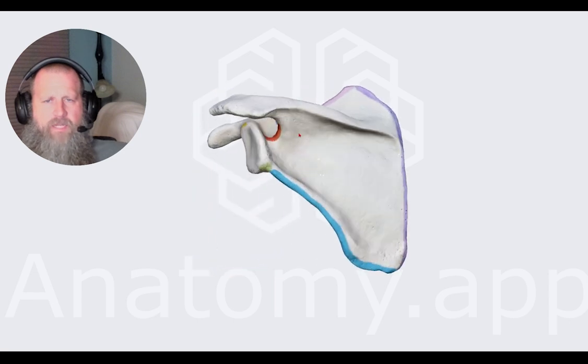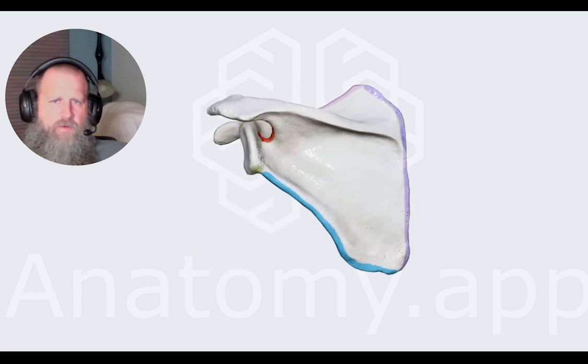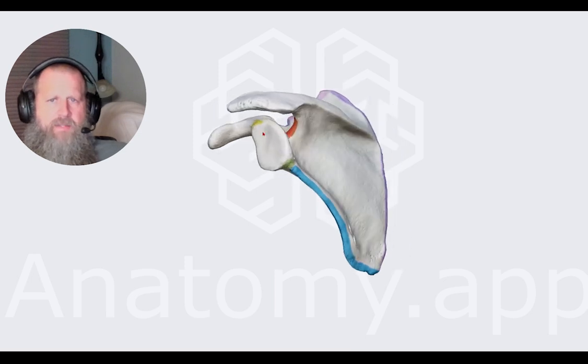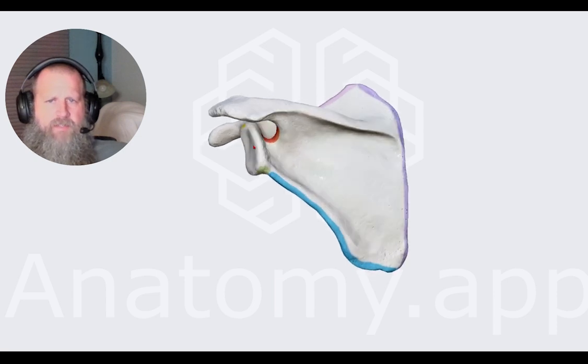On this side, we have the spinoglenoid notch, this notch here, the spinoglenoid notch, because it's made up of the spine and this section here, which is known as the glenoid cavity. Okay, so this is the glenoid cavity.